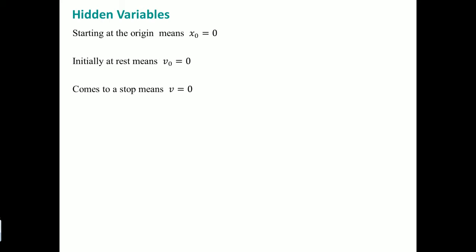When you read a physics problem, sometimes the wording of the question will hint certain variables. These are called the hidden variables. If your question says, starting at the origin, that means x naught is equal to 0. This also might include y naught equals 0 as well. Initially at rest means v naught equals 0. Comes to a complete stop means v equals 0, which is final velocity. And if they say constant velocity, that means a is equal to 0 because there is no acceleration when there is constant velocity.